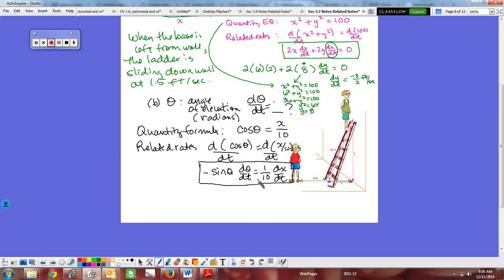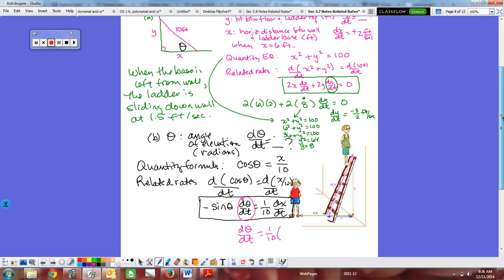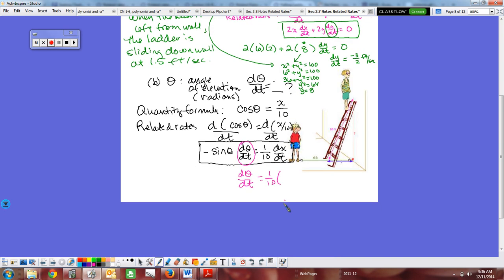Now, as I go to plug things in, what am I looking for? I'm looking for d theta dt. dx dt I have. All right, so let's start filling in d theta dt. 1/10 dx dt, which was sliding at, I have to look back up here, dx dt was 2. Okay, and I have a negative, and then I need sine theta. I don't have sine theta. Can I find sine theta at that instant?